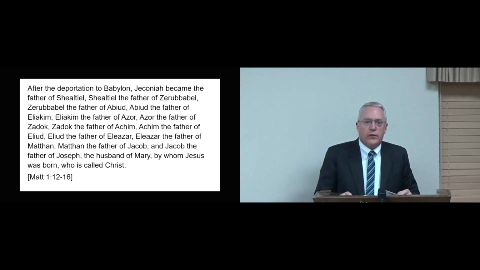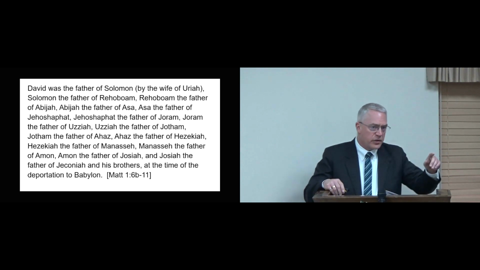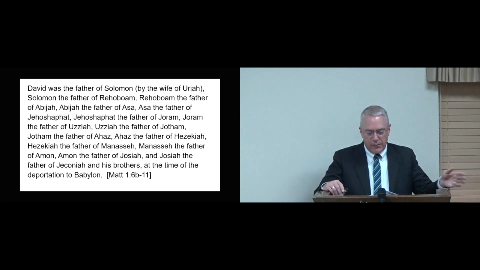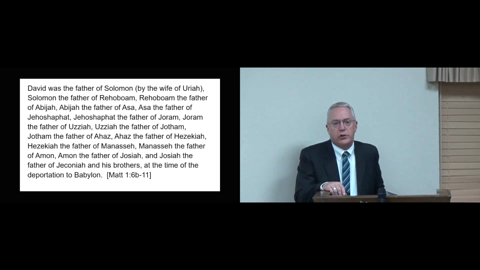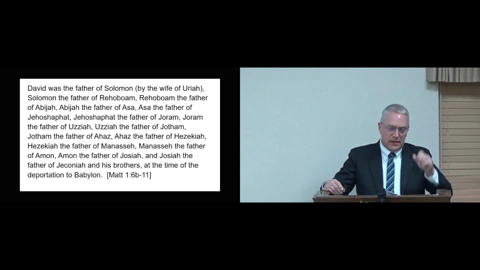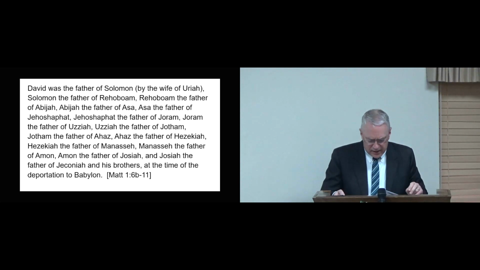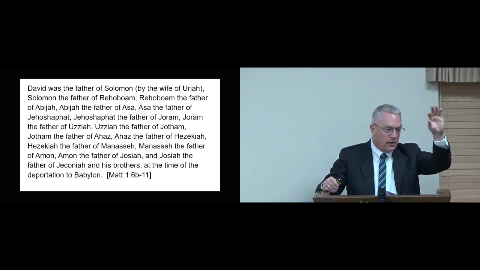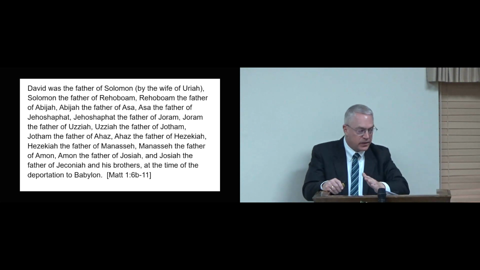Now, just real briefly, I do want to mention, although we're going to talk about the 4 women, notice that there are 3 sections: from Abraham to David, David to the exile, and then the exile to Jesus. And in that second chunk from David to the exile, what you have listed is every king of Judah. The entire line of the kings of Judah, from David all the way through to the exile, is listed there.